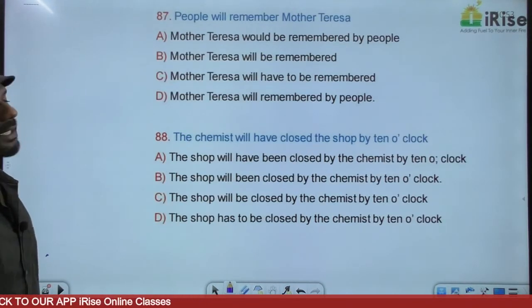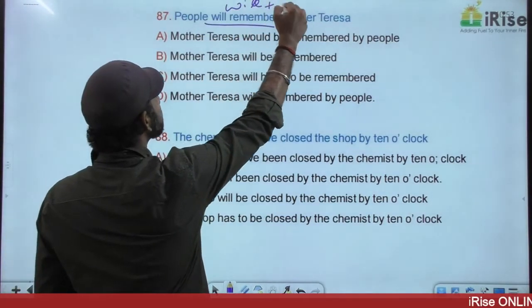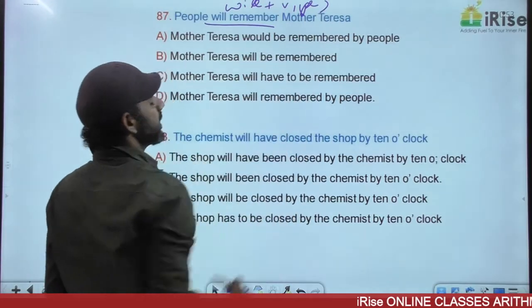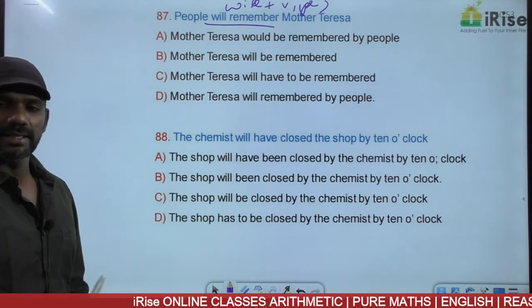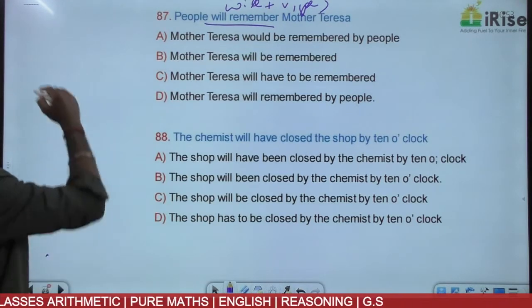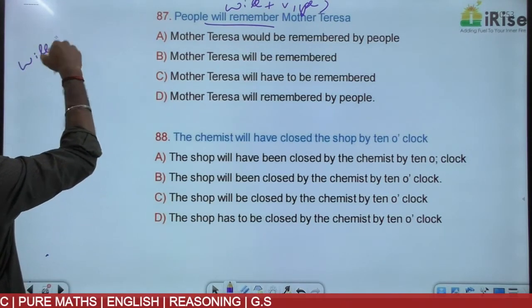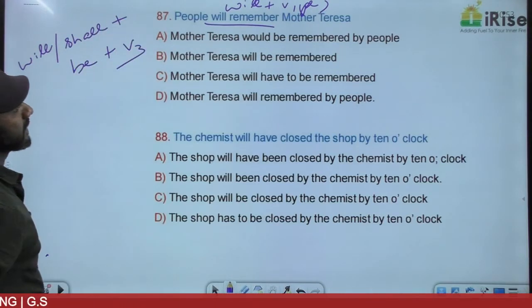People will remember Mother Teresa. Will remember is will plus V1, simple future active voice. People are doing the action. Subject. Simple future active voice. In the passive voice, simple future must be in the structure will or shall plus be plus V3.